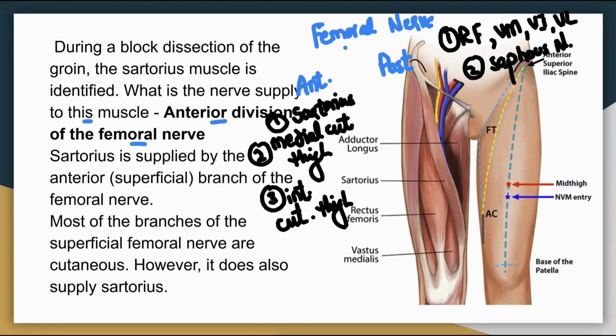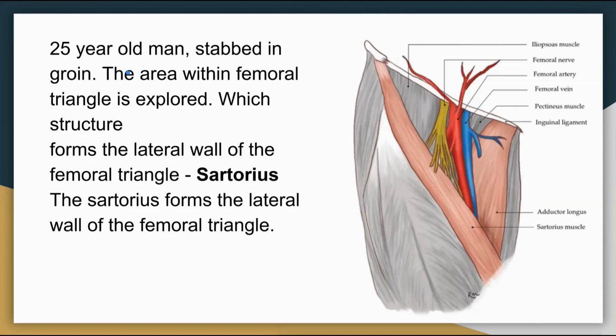So, the femoral nerve primarily divides into an anterior division and a posterior division. Now, the anterior division has sartorius as the motor innervation, whereas it is going to supply the medial cutaneous nerve of thigh and the intermediate cutaneous nerve of thigh as the sensory branches. Whereas from the posterior division, rectus femoris, vastus medialis, intermedius and lateralis are going to be the motor innervation, and the saphenous nerve will be from the posterior division, and the saphenous nerve is one of the cutaneous branches of the femoral nerve.